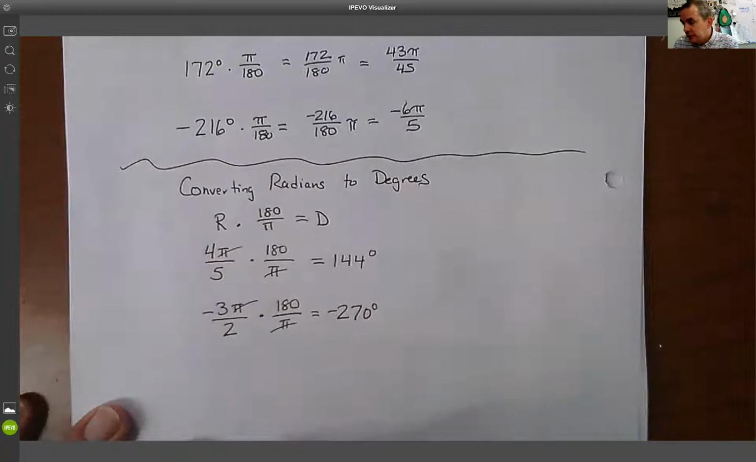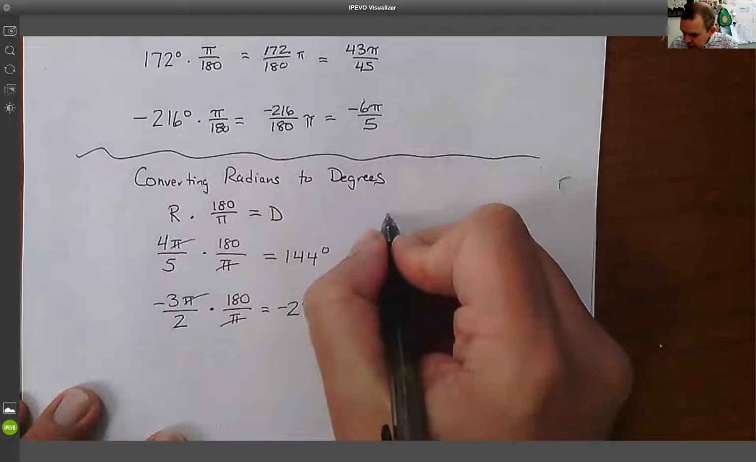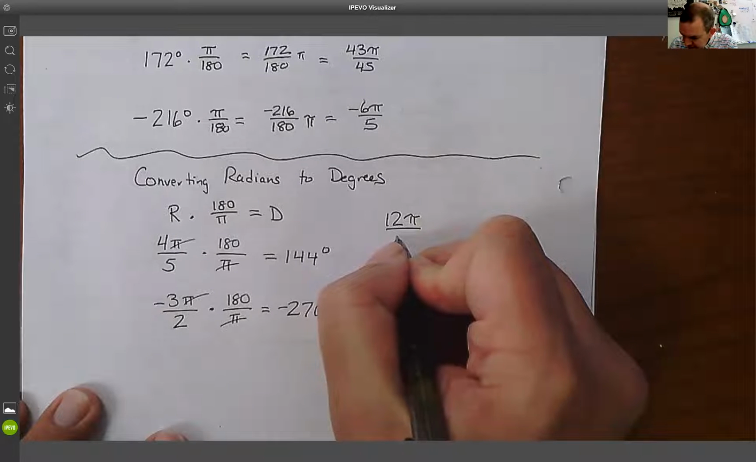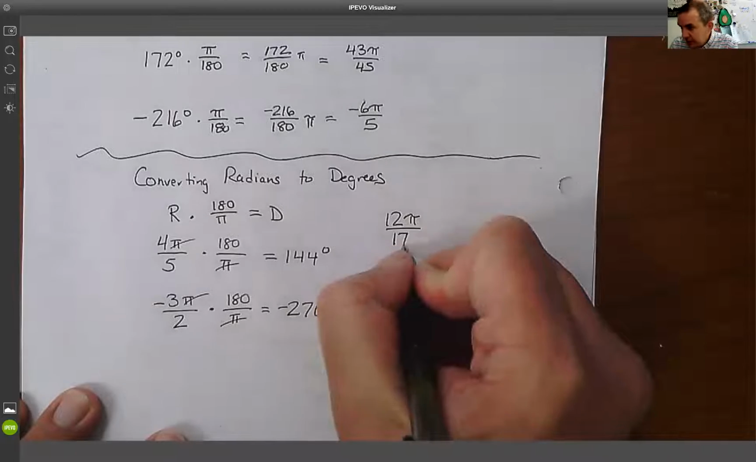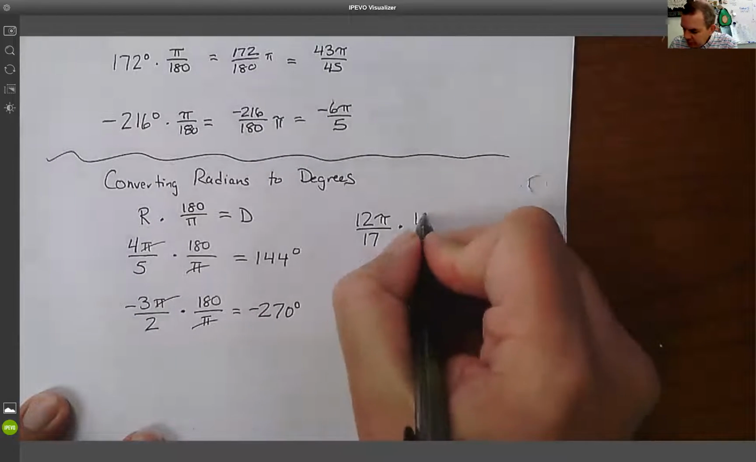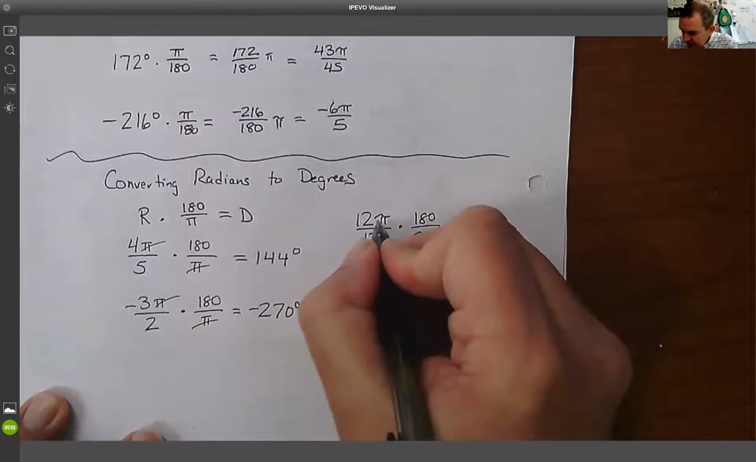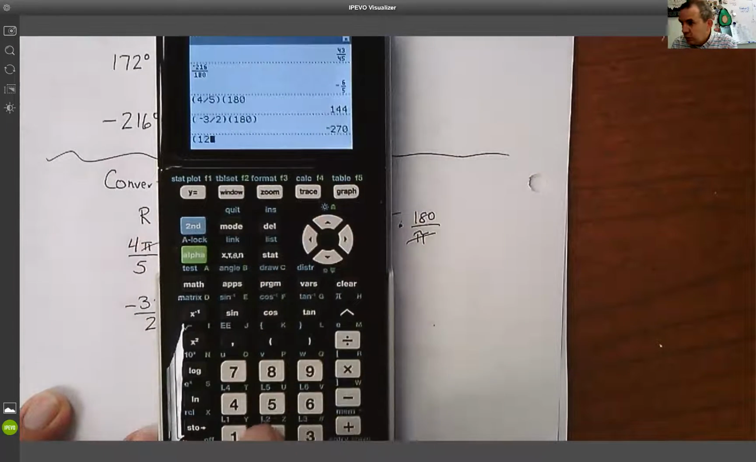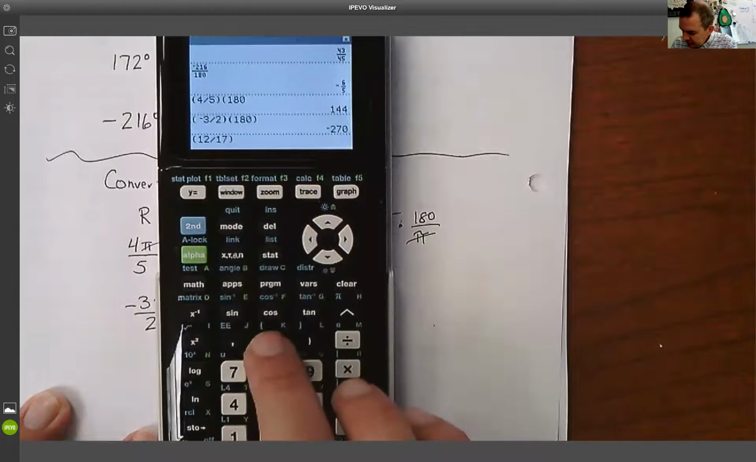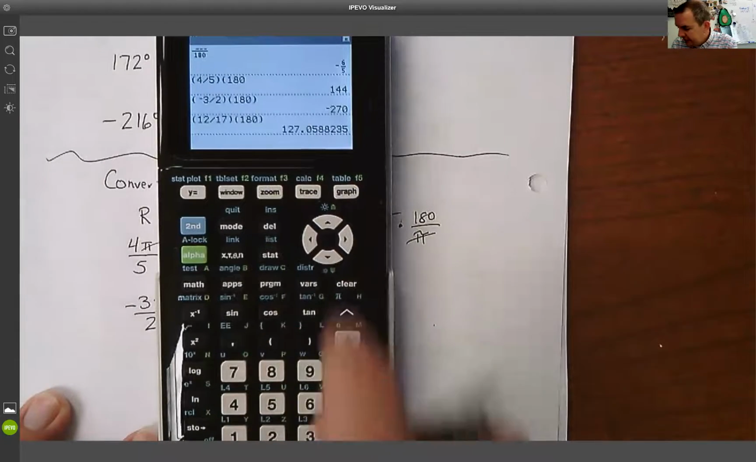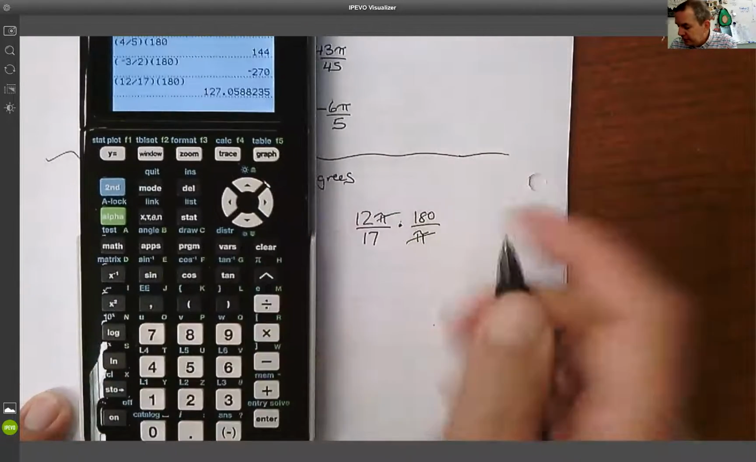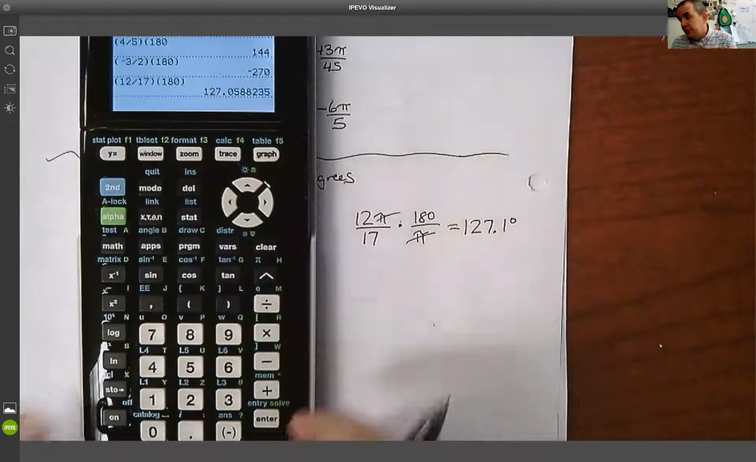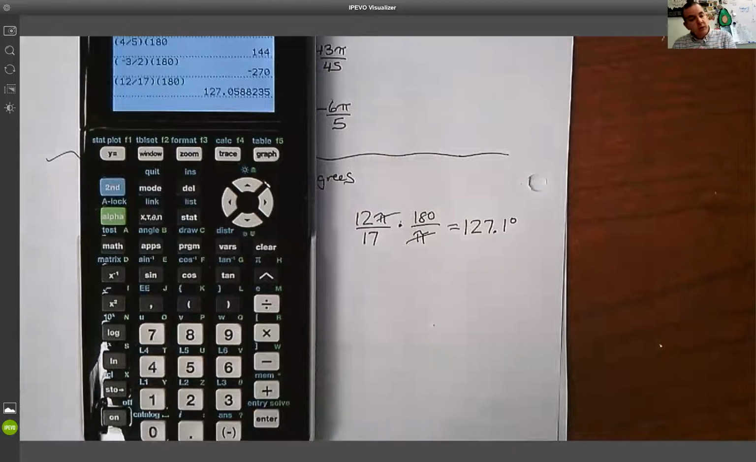If I wanted to do 12 pi over, let's say, 17, whatever, it's 12 pi over 17, times 180 over pi, the pi's cancel out, and then I'm going to take 12/17 times 180. And in this case, it's about 127. I'll do it to 1 decimal point, 127.1 degrees. Decimals are okay when we're going back to degrees. Decimals are not okay when we do them in radians.